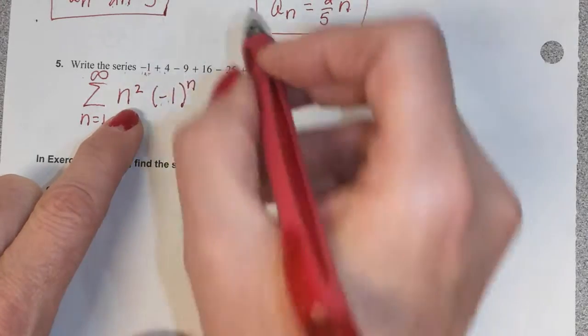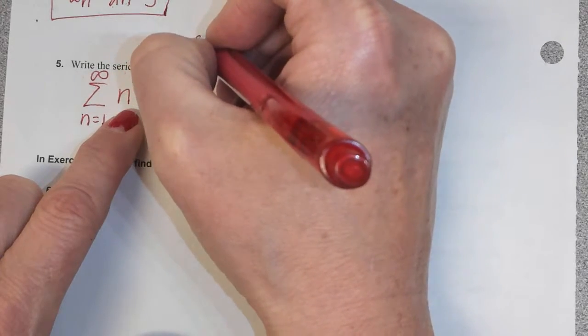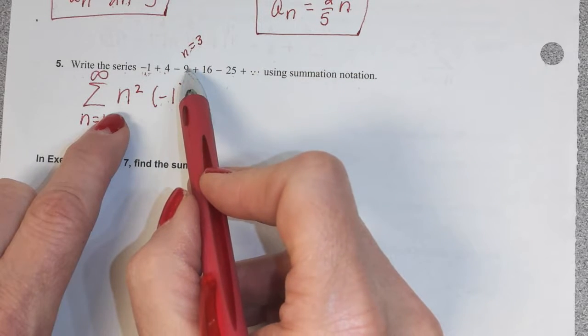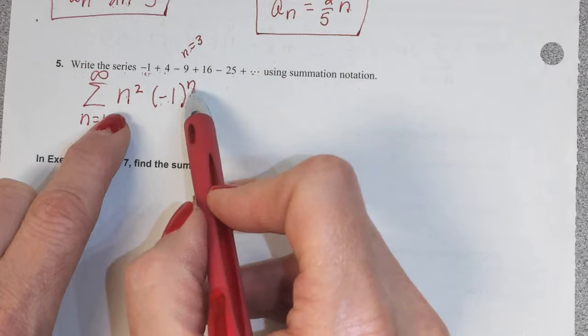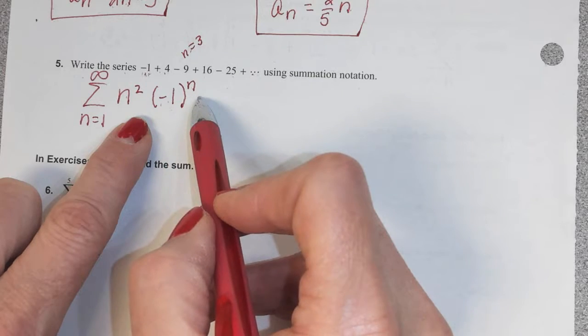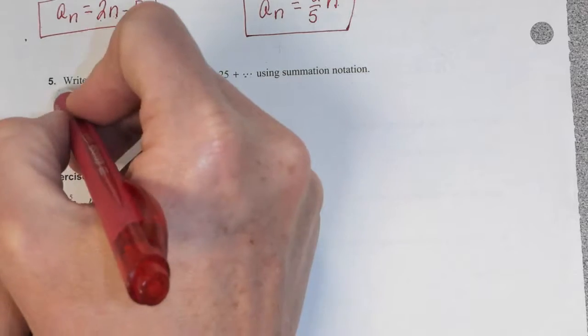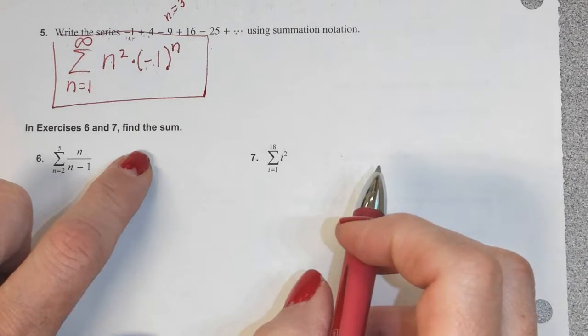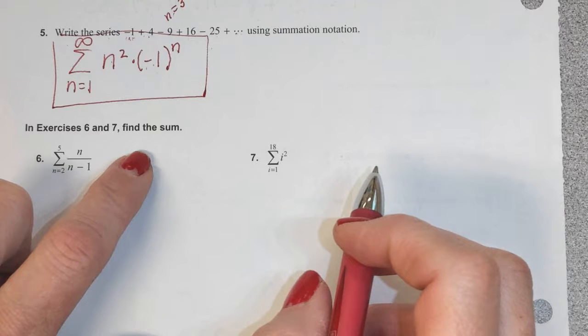Look at the third term. Let's check the third term all the way through. So my third term, n is 3. 3 squared is 9. That part works. Negative 1 to the third. Is that going to make it a negative? Is the negative to the third power negative? Yeah. So that works, doesn't it? That would be the summation for that problem. Okay?